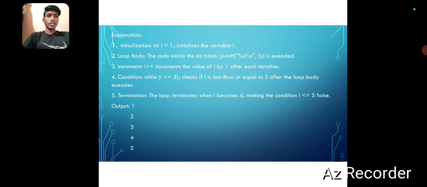Condition: while (i <= 5) checks if i is less than or equal to 5 after the loop body executes. Termination: the loop terminates when i becomes 6, making the condition i <= 5 false. Output: 1, 2, 3, 4, 5.